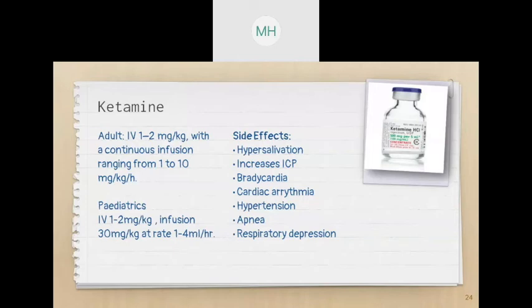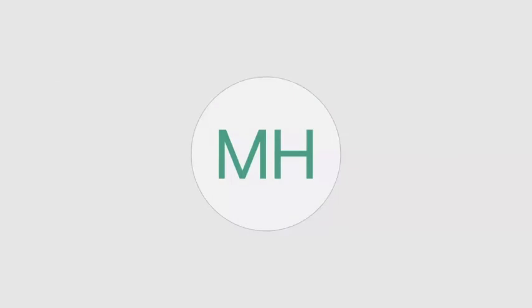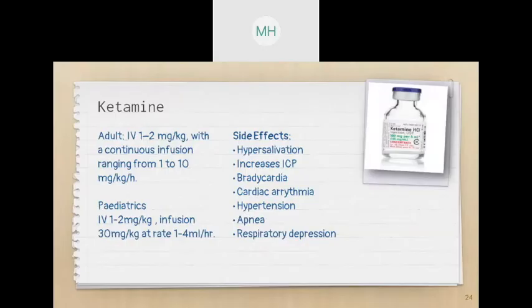Dose is about 1 to 2 mg per kilo. Side effects include hypersalivation, increased ICP, bradycardia, cardiac arrhythmia, hypertension, and apnea, and of course respiratory depression. So these are the references. I hope you all can follow; I didn't go too fast. If there are any questions, you can ask me on the floor.